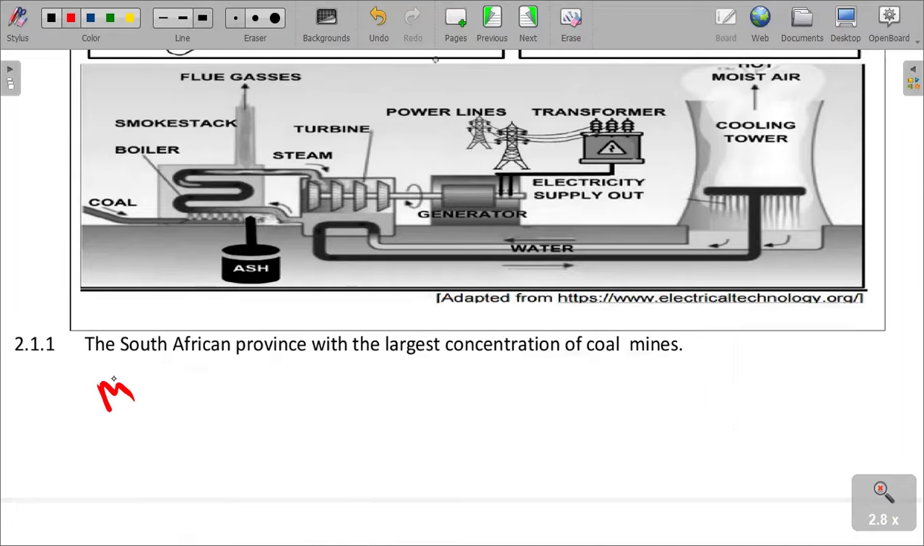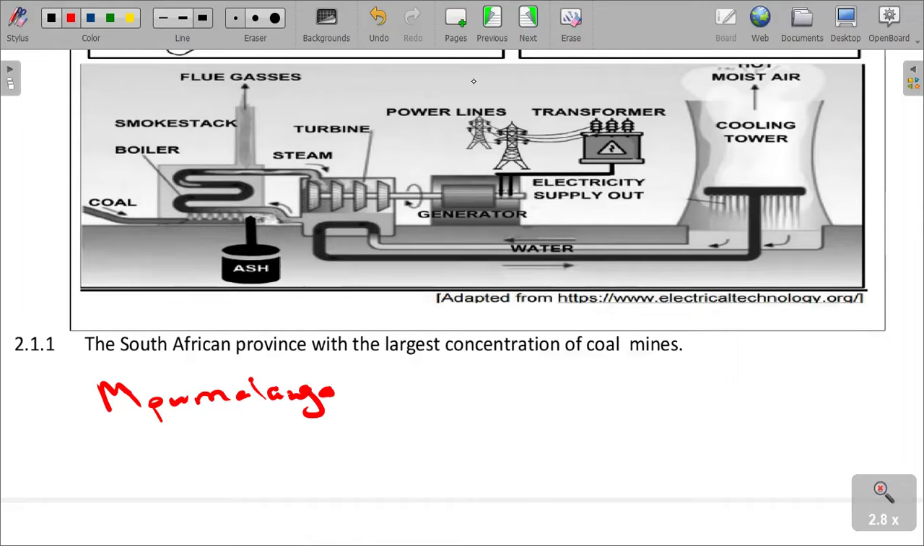It is Mpumalanga. Mpumalanga is the one that has the largest.